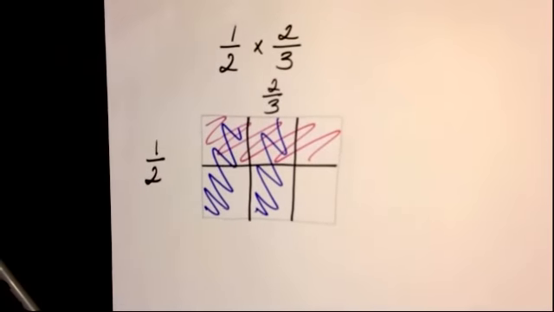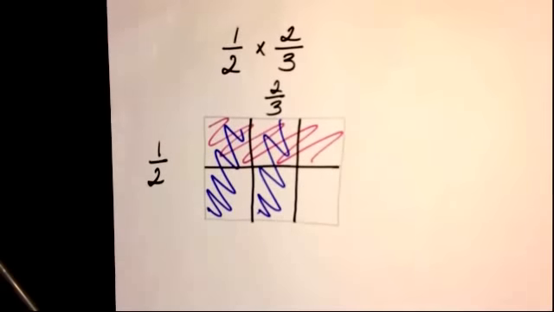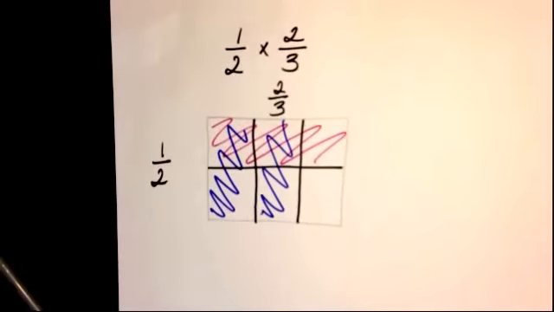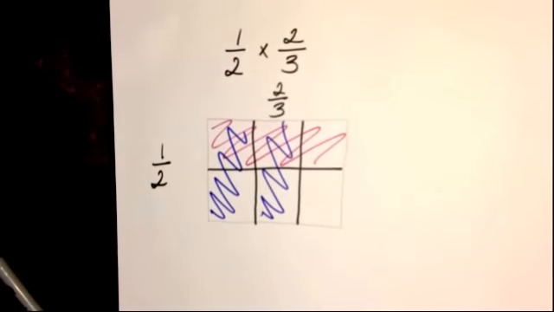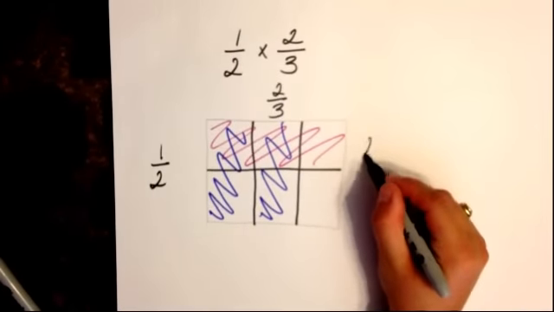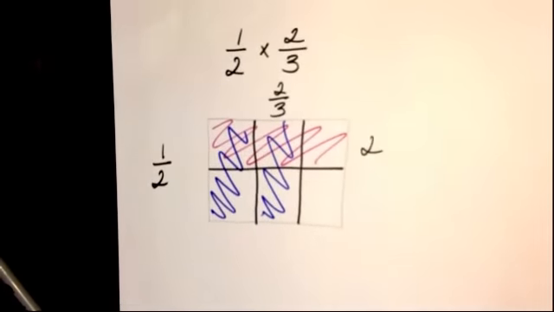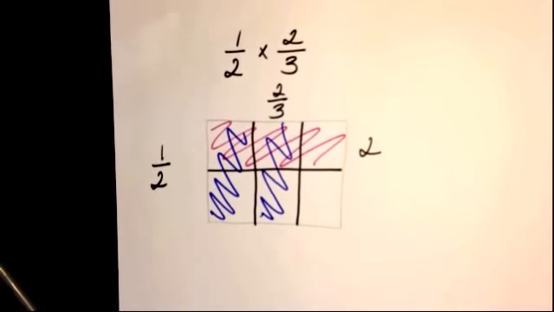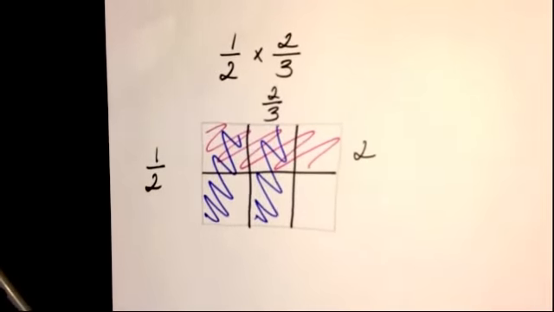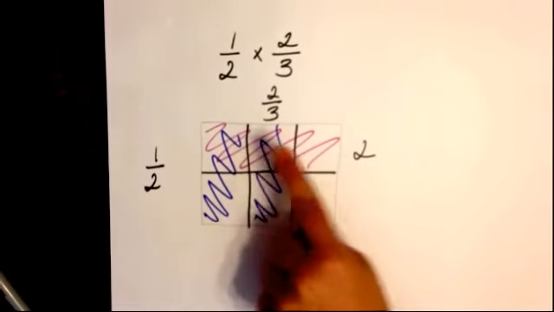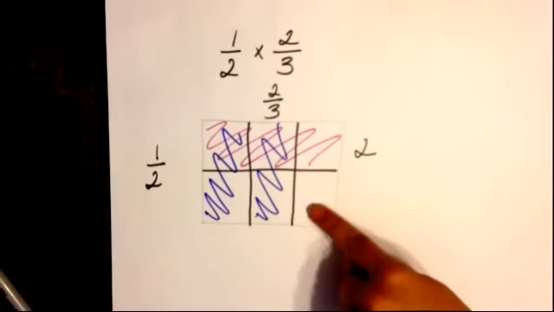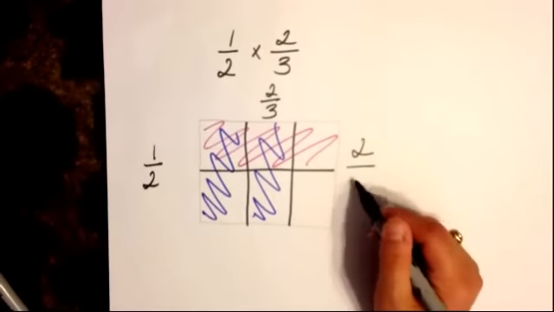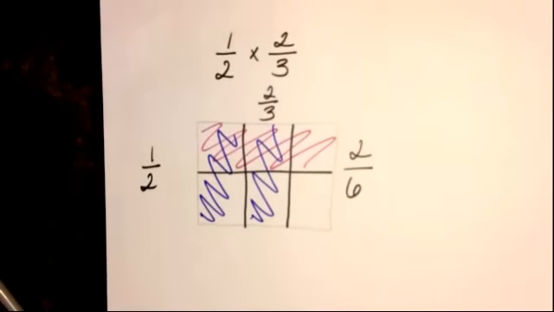Now let's count how many individual squares are shaded by both the pink and the blue markers. In this case, 1, 2 squares are shaded. So our answer will be 2 over, and then to get the denominator, we're going to count the total number of boxes in the square. 1, 2, 3, 4, 5, 6 total boxes. So our answer will be 2 over 6.